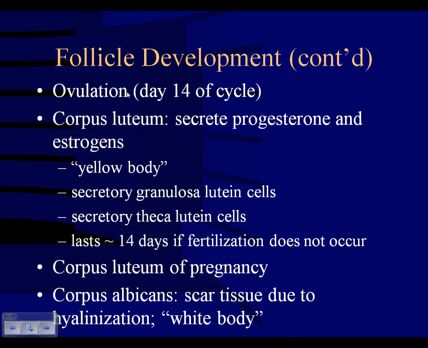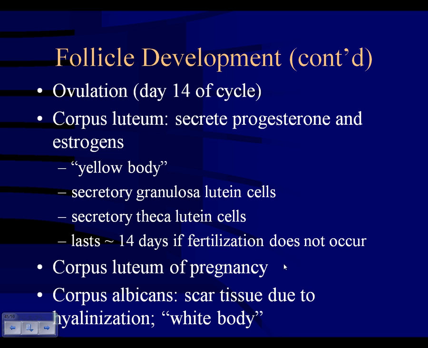Okay, so ovulation is day 14 of the cycle. That's the midpoint between menstruations. And then the corpus luteum secretes progesterone and estrogens, but more progesterone. It's called a yellow body, even though it looks really orange more than yellow. Secretory granulosa lutein cells and secretory theca lutein cells. And these are both plumper than what you see in the follicular phase.